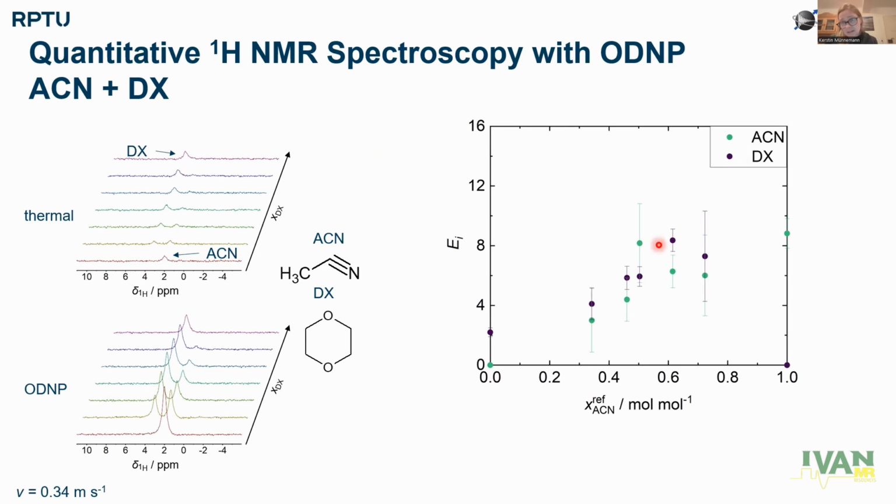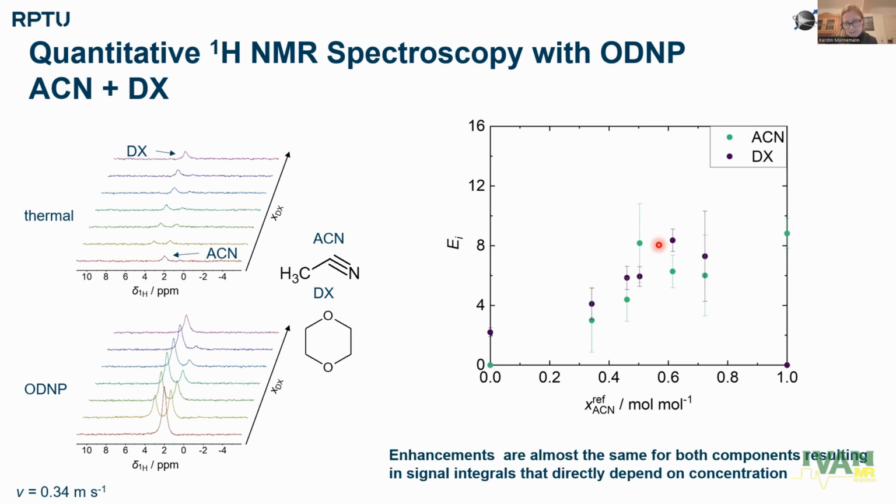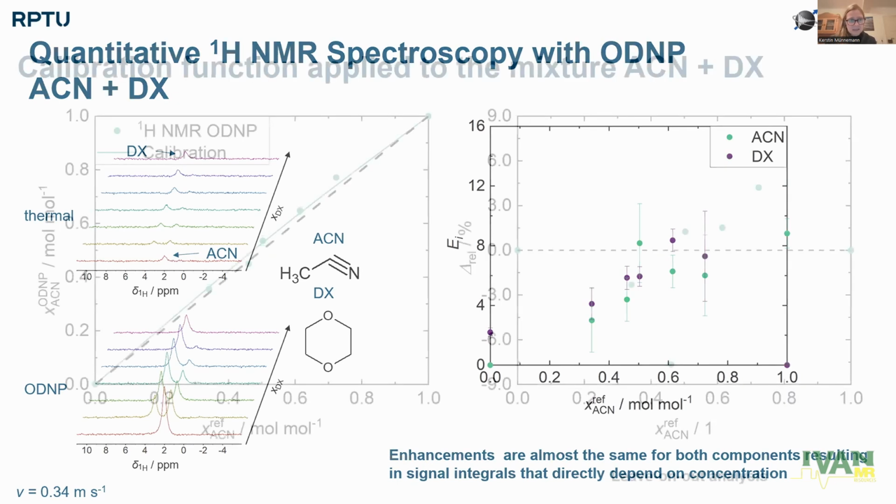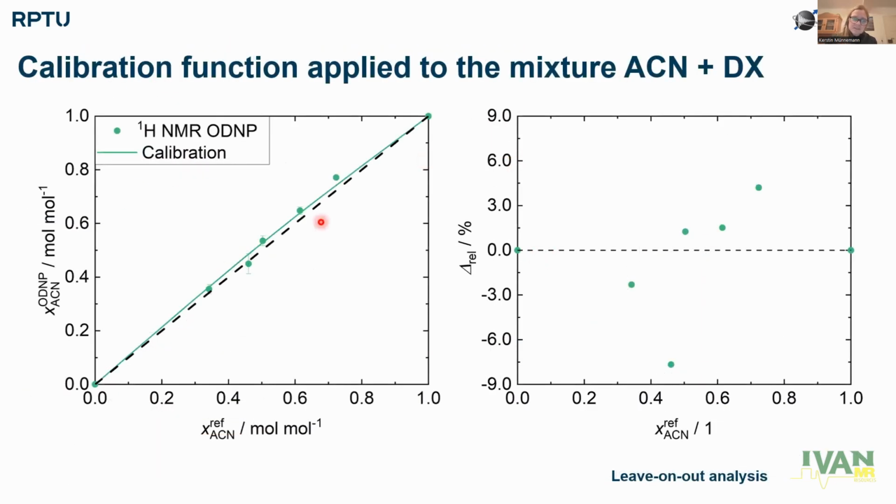The enhancement here is very, very minor, but we can measure it under continuous flow, so that's the good news. And here the enhancement levels are almost the same. And therefore we can say here also that the signal integrals would directly reflect the concentration in your sample. If you just calculate your ACN concentration, like you do with normal quantitative NMR, you see that the points are really, really close to the diagonal.